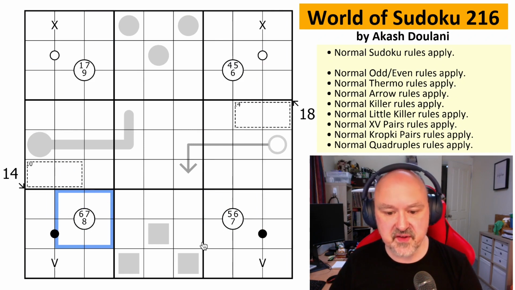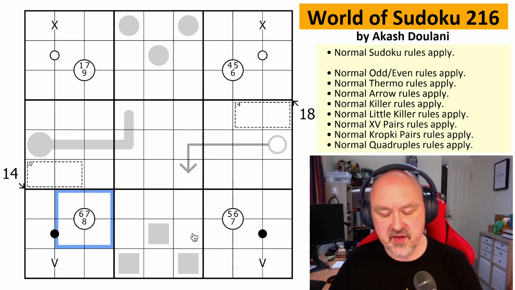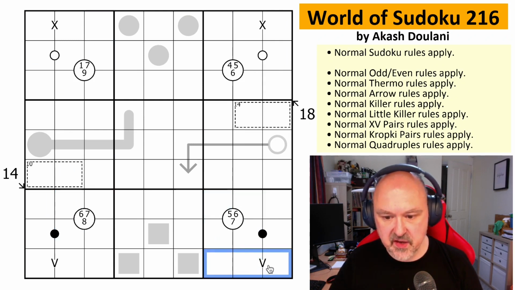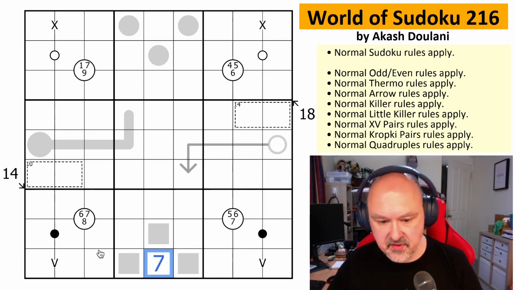So let's give this a shot. The most obvious thing I see is there is a 7 there and there is a 7 there. So we cannot put a 7 in there. We cannot put a 7 in there. We must put a 7 in there. 7 is not even. That is a 7.